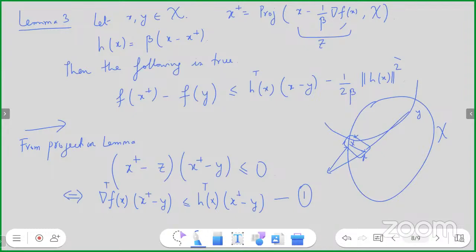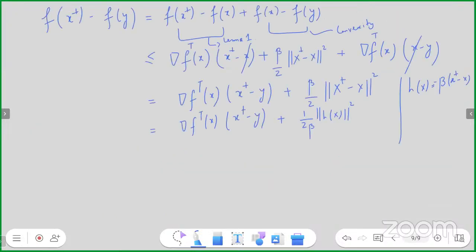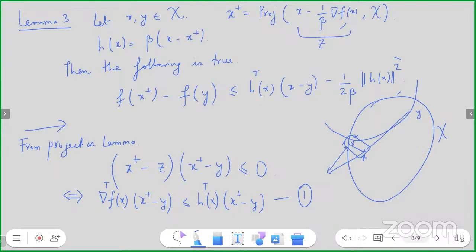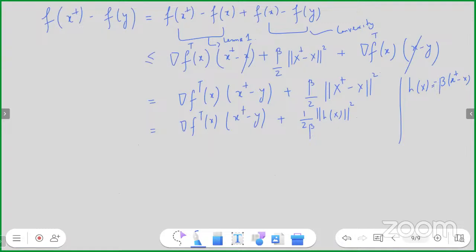Something I want, right? In my lemma, I want something of this type. But this is a negative sign. I currently have only a positive sign. All right? Now what should we do? Look at what I want. I want h transpose x times x minus y minus 1 by 2 beta. What I've accomplished is I've got h of x square. I've not got a negative sign. I've not got the first term. So what do you think I should do to get rid of the gradient? Instead of gradient, I want h to somehow sit there.